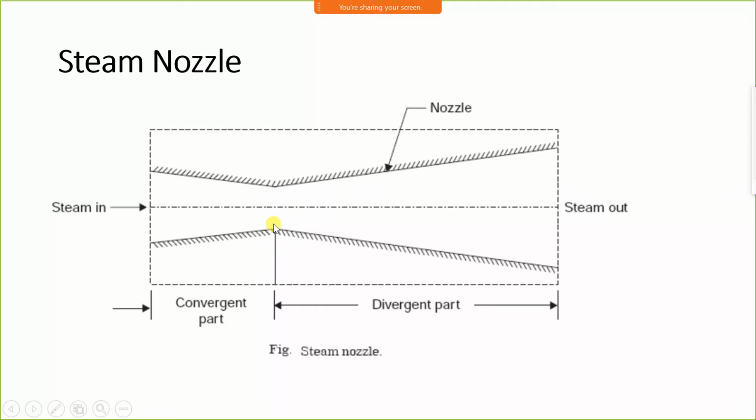Where the cross section area or the diameter is a minimum, that portion is called a throat. After this, the diameter goes on increasing. Therefore, this nozzle is called a convergent divergent nozzle. There are three types of nozzle: convergent nozzle, divergent nozzle, and convergent divergent nozzle. This is a convergent divergent nozzle. This portion is called the convergent part and this portion is called the divergent part. And the section where cross section area is minimum is called the throat.